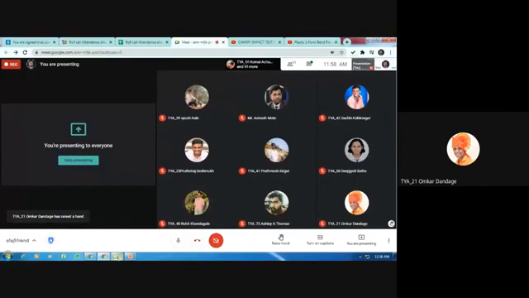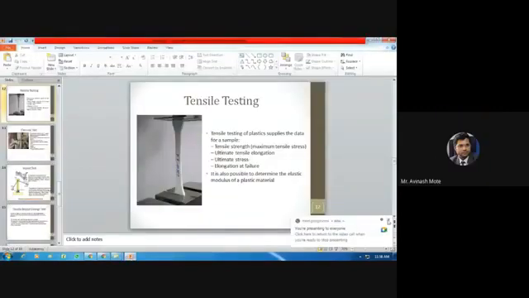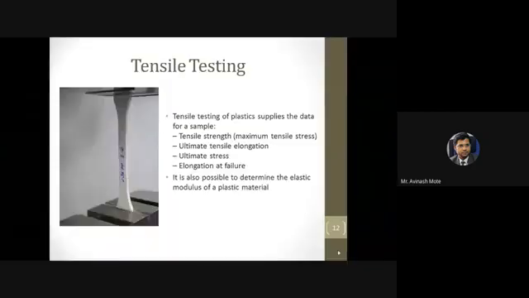Change in dimension on original dimension. Firstly we will cover this. So there are two types of strain: longitudinal strain and what? One is longitudinal strain, and what is the other?